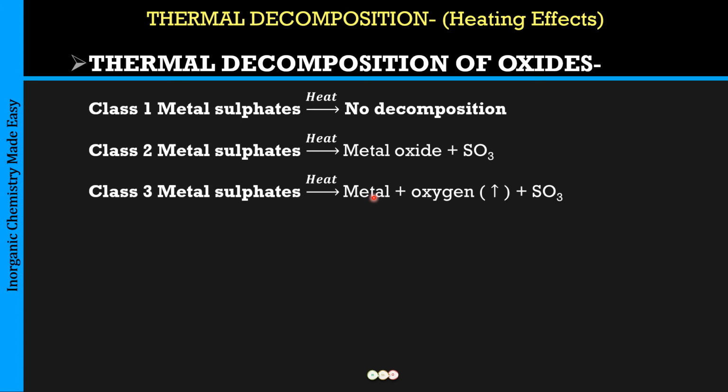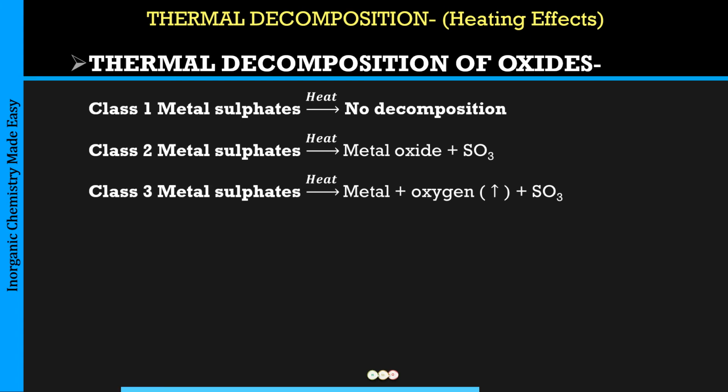So this you will be seeing in the case of the carbonates also. You will be seeing it in the case of the nitrates also. You will be seeing it in the case of the hydroxides also. Everywhere, the same type of reactions that you will be seeing. For the class 3 metals, the oxide that will be formed is going to break down into metal and oxygen, because class 3 metal oxides are not stable to heat.